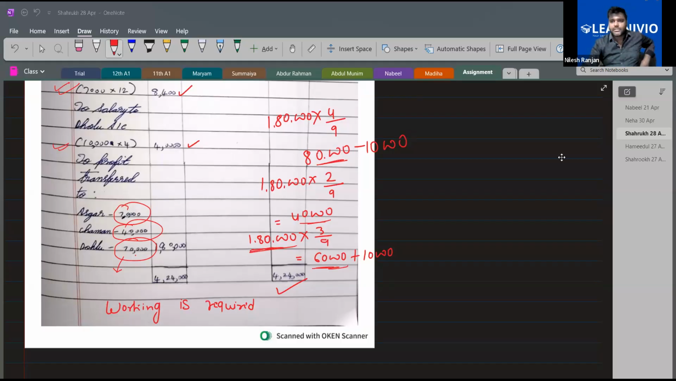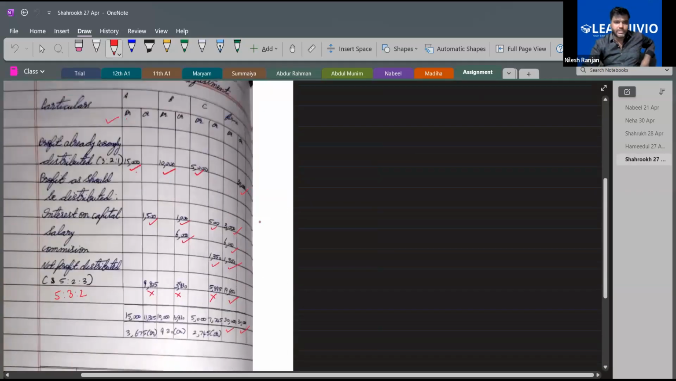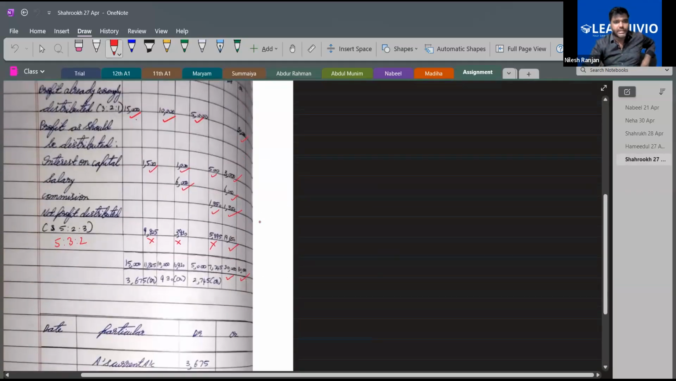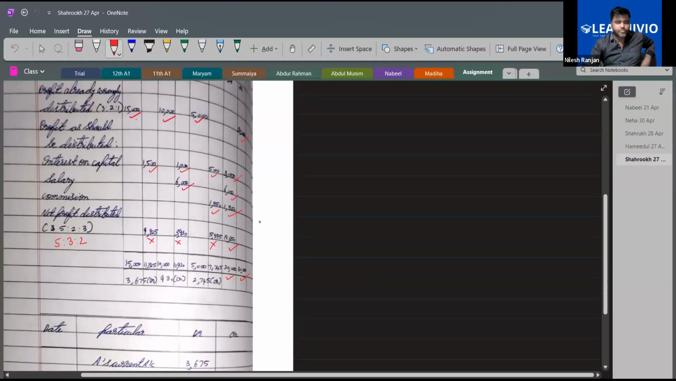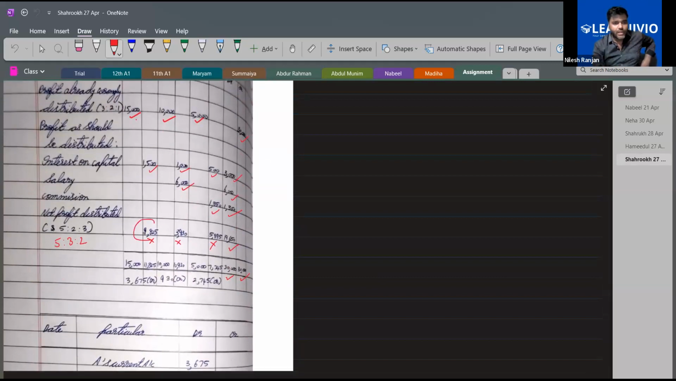Not only this, there is some other question that you have solved. In that also you have not done any working. And there is this past adjustment portion, which I have checked a little late. So I have seen that you have distributed the profit incorrectly. The ratio was 5:3:2, and you have used 5:2:3, which is incorrect.